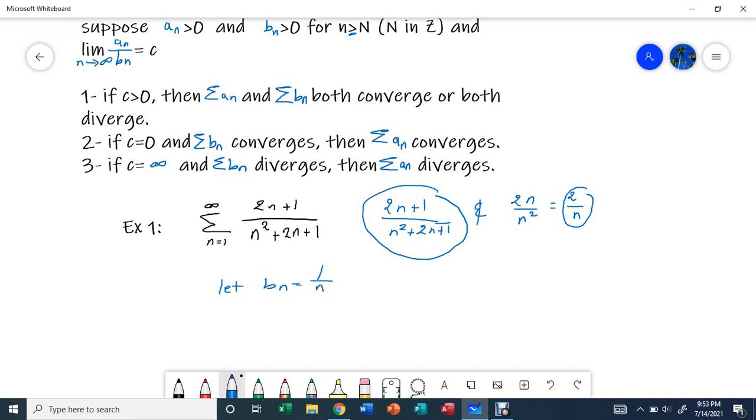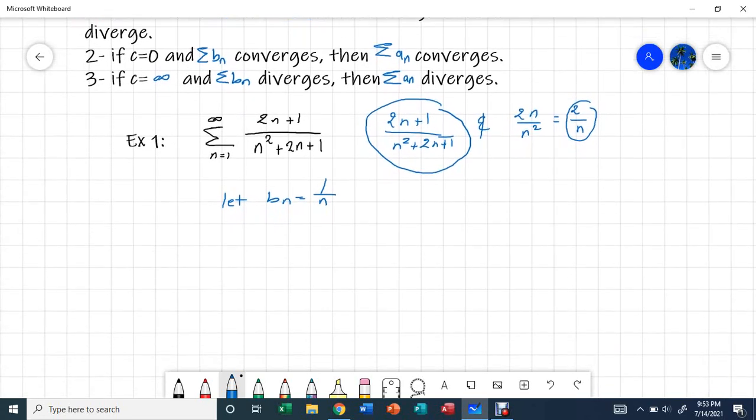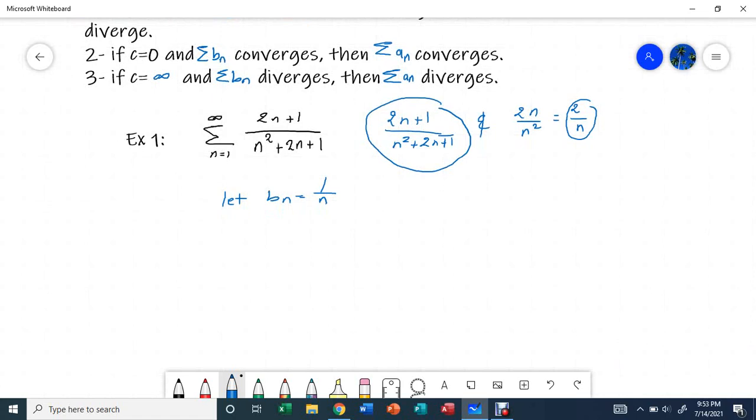So now let's find the limit of a_n over b_n as n goes to infinity. So it's going to be the limit as n goes to infinity of a_n, which is our given series, over b_n, which is what we chose: (2n plus 1) over (n squared plus 2n plus 1) divided by 1 over n.